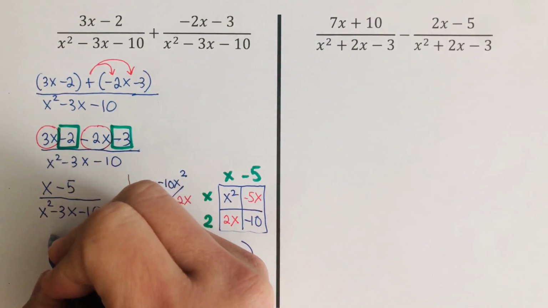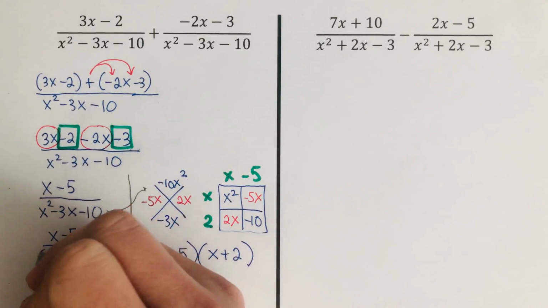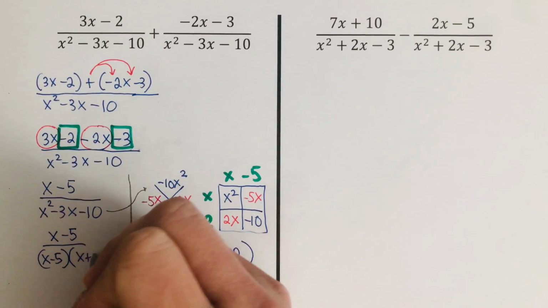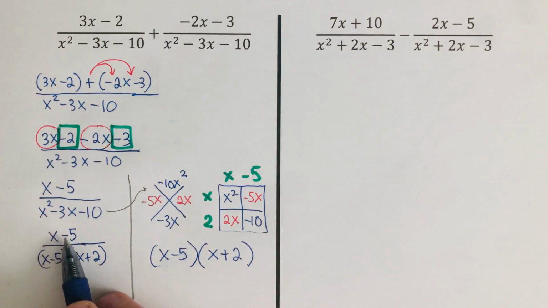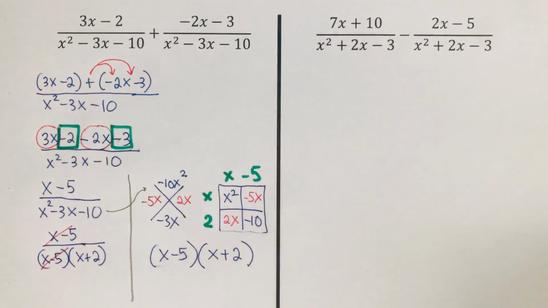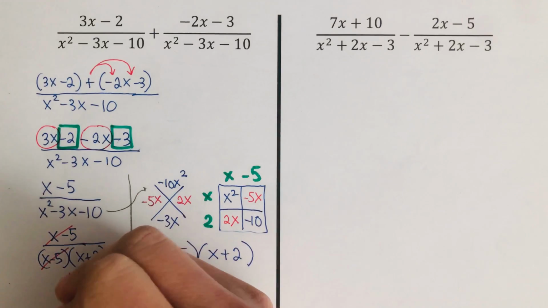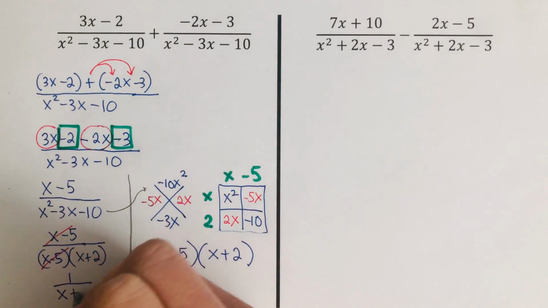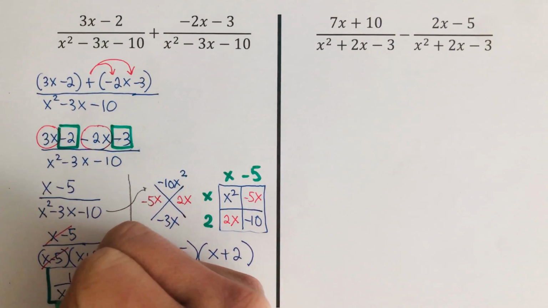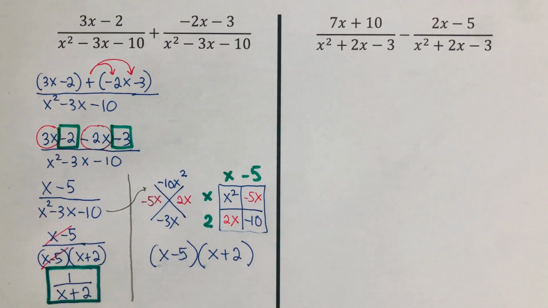So that we can go ahead and rewrite this as x minus 5 over x minus 5 times x plus 2. Now notice that x minus 5 and x minus 5 are the same, so we can go ahead and cross this out. Once we cross this out, we remember that if nothing is left in there, that is actually equal to 1. So we can go ahead and write this as 1 over x plus 2. So the sum of these two rational expressions is 1 over x plus 2.